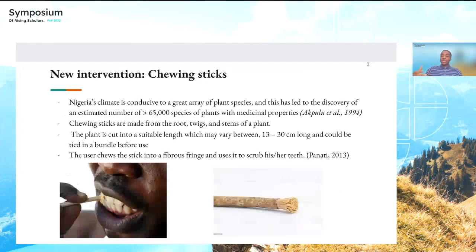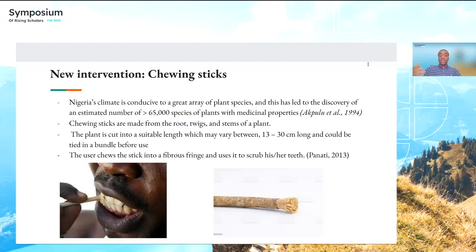Many countries that have tropical climates, for example Nigeria, which is where I'm from, studies have shown that they have a climate that encourages the growth of more than 65,000 species of plants, which are shown to have medicinal properties. These plants range from oral hygiene to anti-diarrhea medicinal plants. But the ones I'll be focusing on are the plants that are used in oral hygiene, and these are known as chewing sticks.